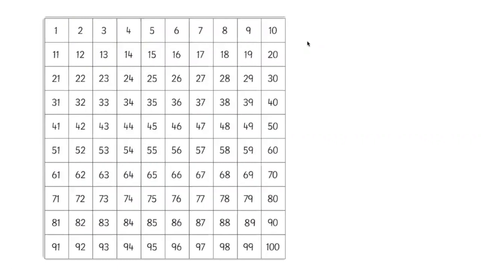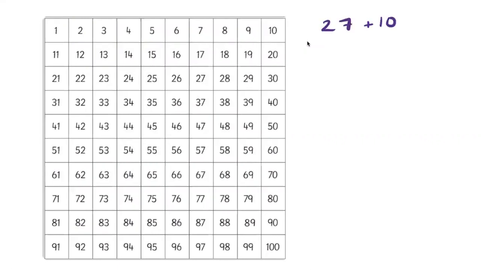What I want you to do is to have a 100 square in front of you now. You might have one printed out already. If not, maybe ask Mummy or Daddy to print you one out so that you can use it for all of the tasks. But on the Google form that you're going to do in a second, the 100 square is already on it.